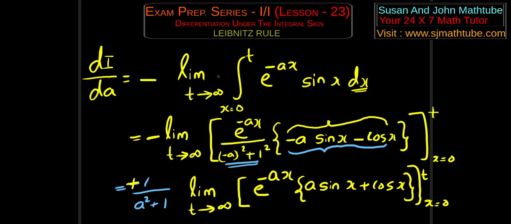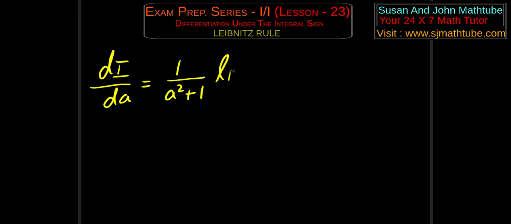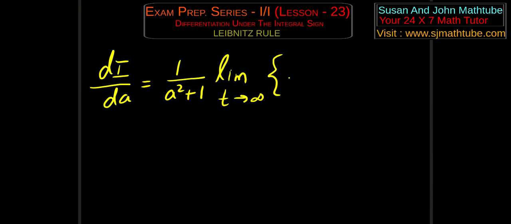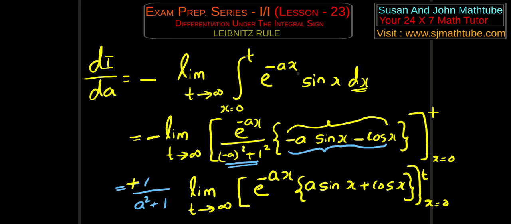and then limit t tends to infinity. Time to plug in upper limit, e power minus at, a sin t plus cos t, minus time to plug in lower limit. You remember the hockey stick bat, right?